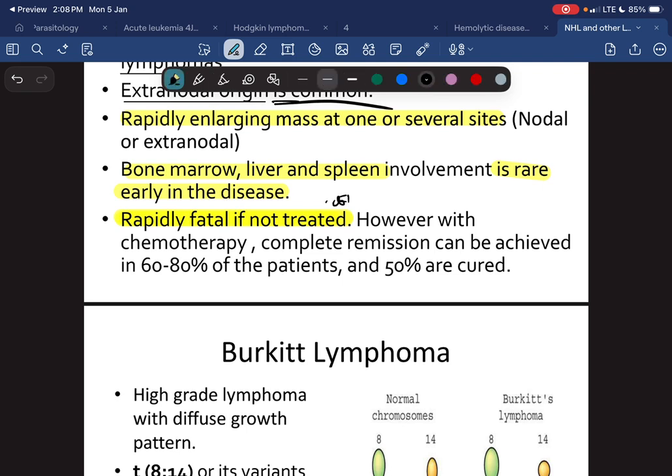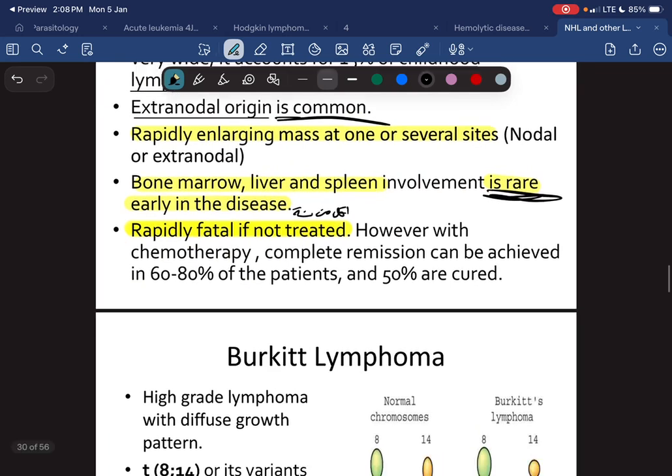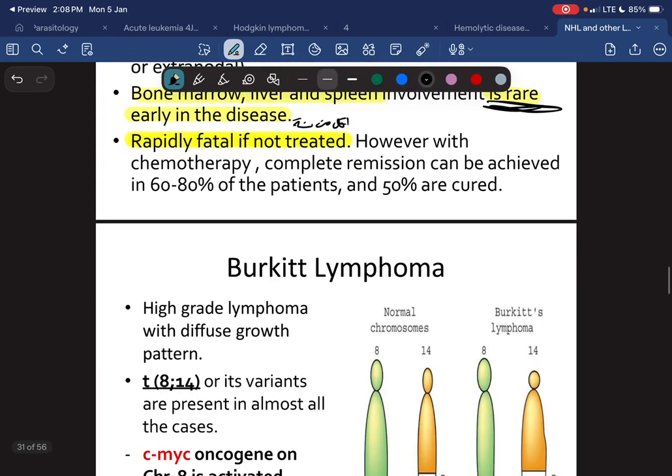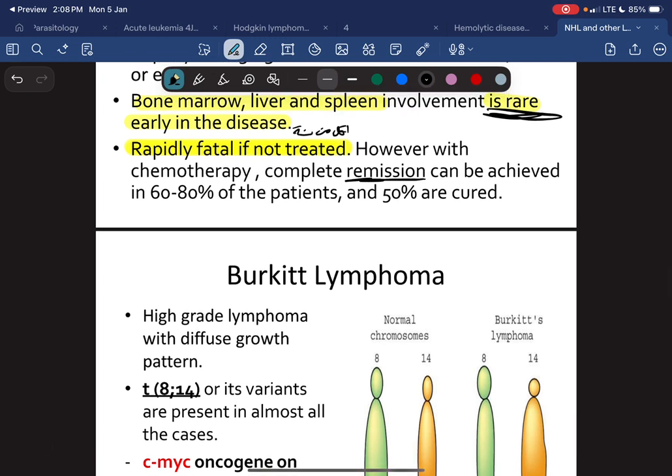Unlike the lymphomas we talked about, bone marrow, liver, and spleen involvement is rare early in the disease. Later on, it is rapidly fatal, of course, as it is an aggressive one. However, with chemotherapy we can reach complete remission in up to 80% of cases.